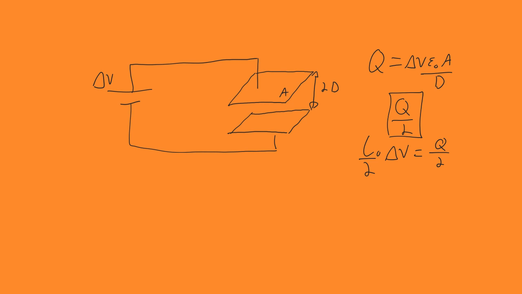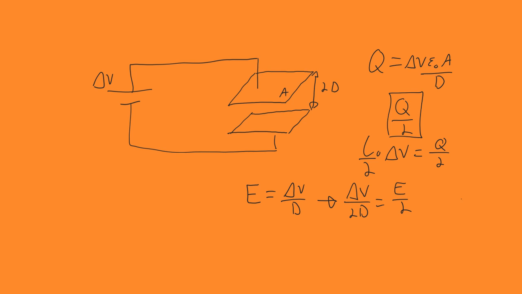So how does this affect the magnitude of the electric field between the plates? Well, we have the same voltage across. So the electric field we wrote down as being the delta V over D. But in this case, it's delta V over 2D. So we are going to actually have half of the electric field, which makes sense.